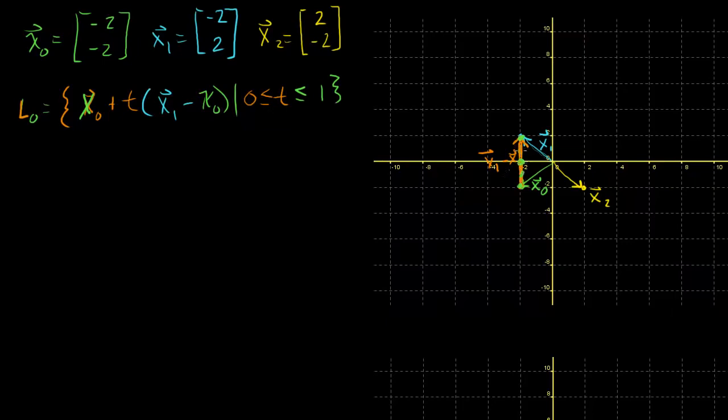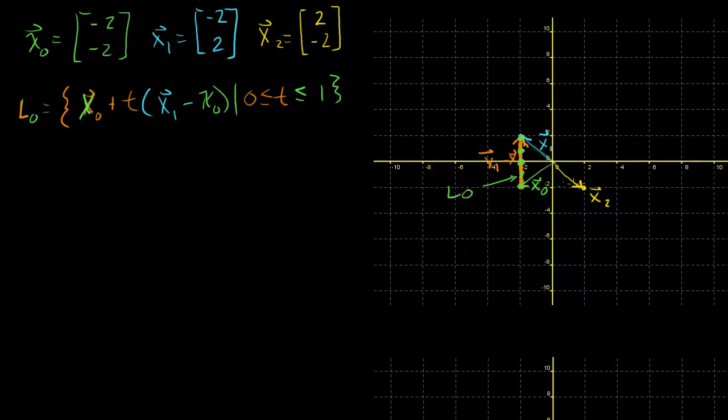At t equal to 0.75, you're going to be there. So at any value for t, being any real number between 0 and 1, you're going to end up at all of the points along that line segment. So that's our L naught. It's just a set of vectors.